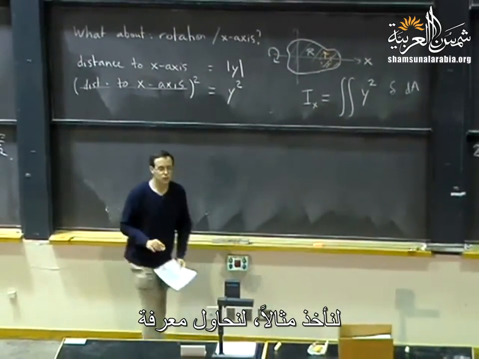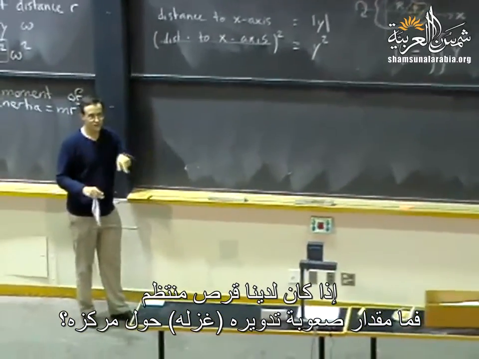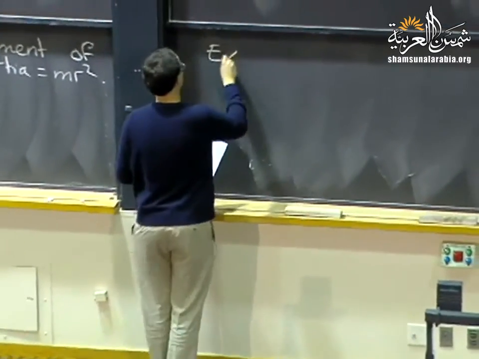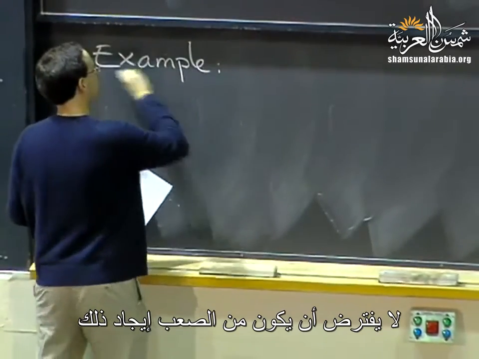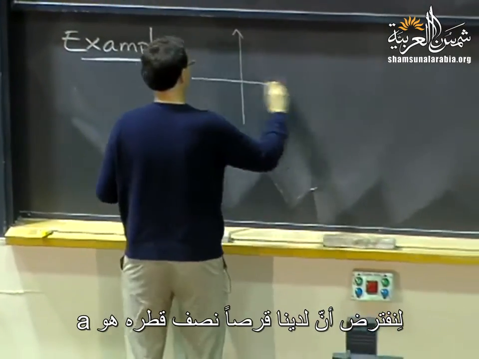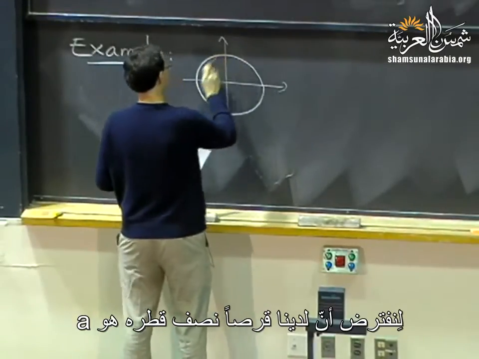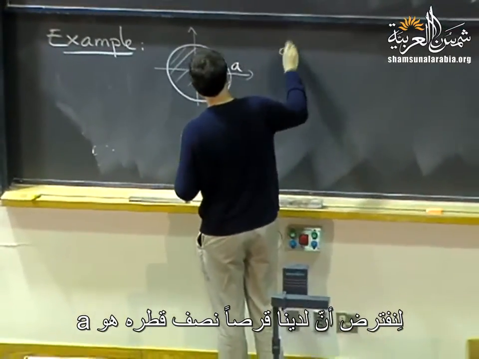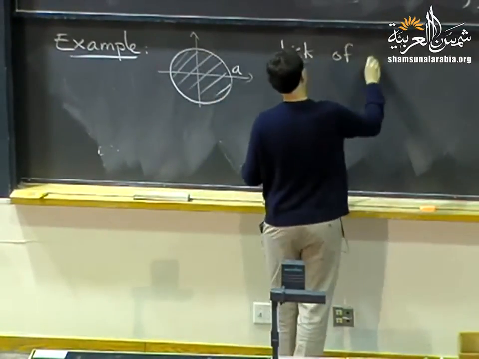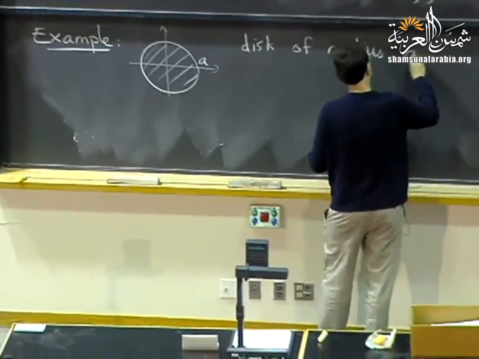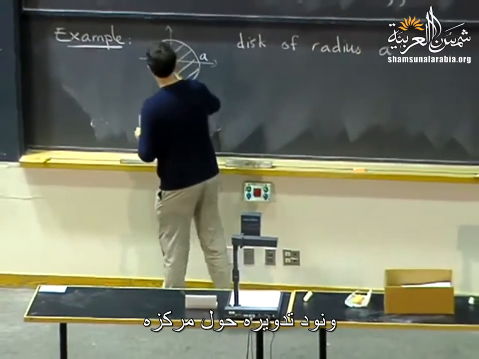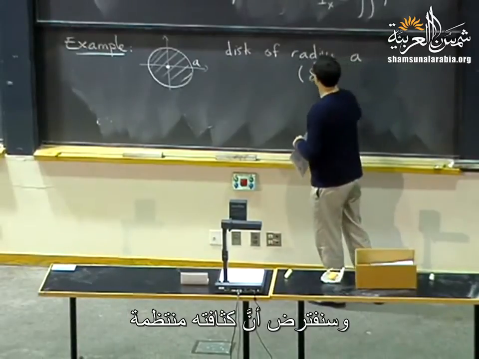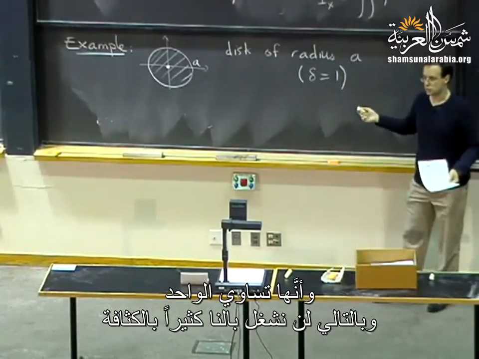Let's try to figure out if we have just a uniform disk, how hard it is to spin it around its center. Okay, so that shouldn't be very hard to figure out. Say that we have a disk of radius a, and we want to rotate it about its center. And let's say that it's of uniform density, and let's take just the density to be 1, so that we don't really care about the density.